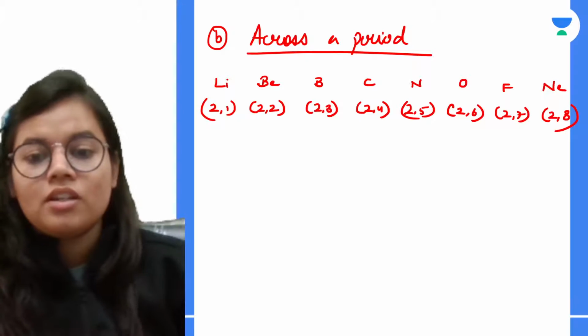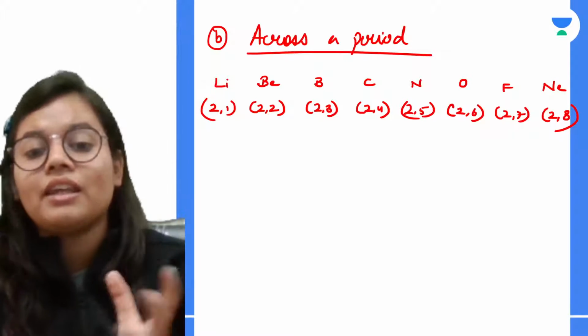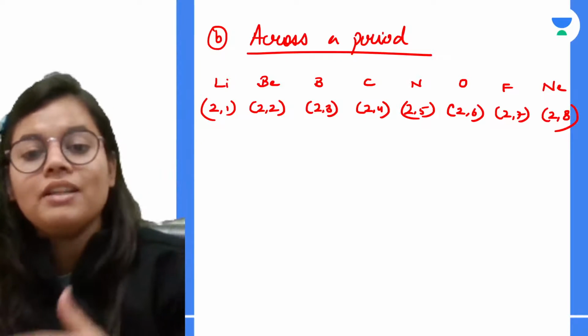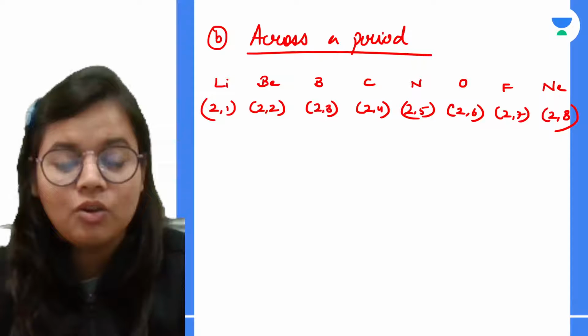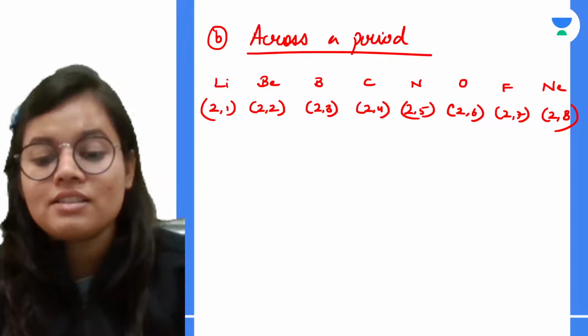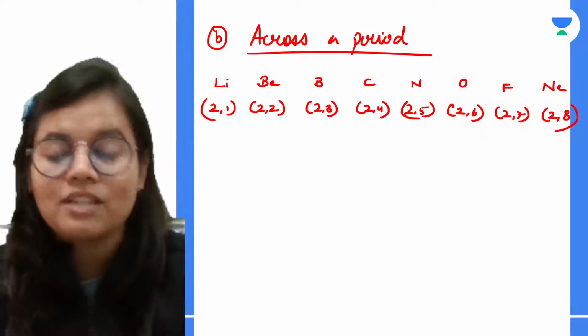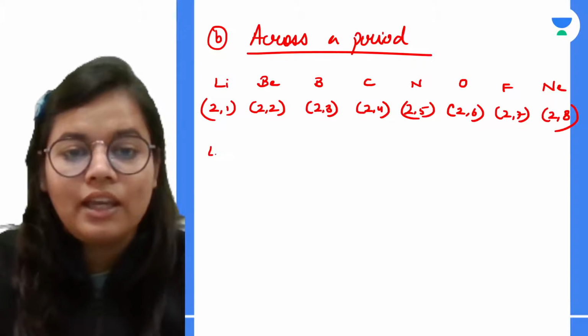Boron will also be donating. Carbon से क्या होता है? Sharing start हो जाती है. Nitrogen, they start taking the electron. Okay, तो यहाँ पर क्या होता है? It depends with respect to hydrogen or oxygen. Okay, the valency is dependent on the oxide formula and the hydride formula. Let's suppose I'm talking about hydrogen. So what would be the formula of hydrides?